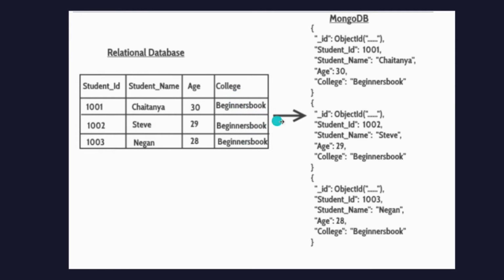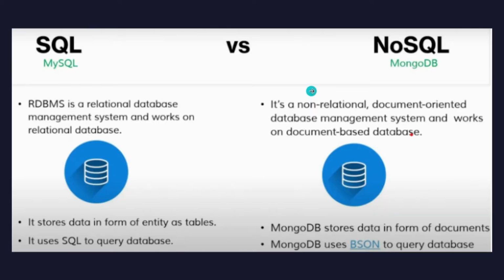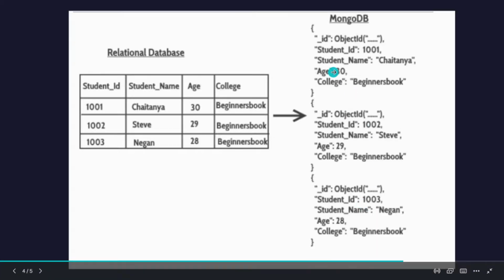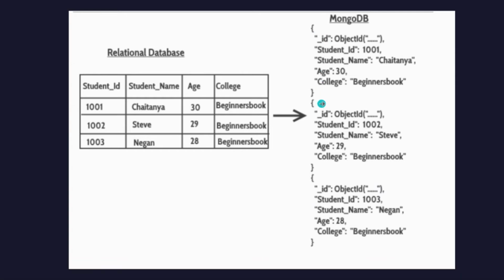Now, how do we convert this into MongoDB? This is how an SQL database stores data in the form of a table, and this is the way a NoSQL database stores data. As you can see, it looks just like JSON. MongoDB stores the data in the form of JSON, because JSON looks typically like this. But in this format you can scale up the data.